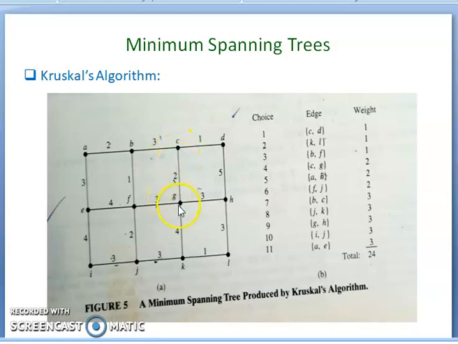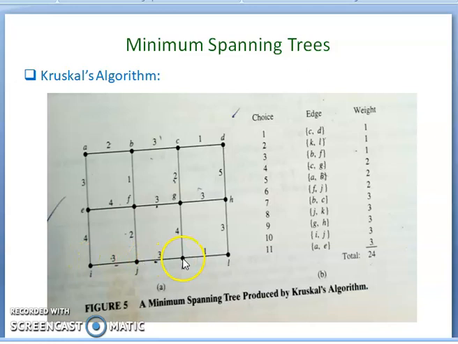You can consider CG, AB, and FJ because there is no circuit, and then you find weight 3. There are 7 edges with weight 3. If you consider this one, there is no loop. This is already considered, this is already considered. If you consider this one, that forms a loop, so don't consider it. And if you consider this one, yes, you consider it.